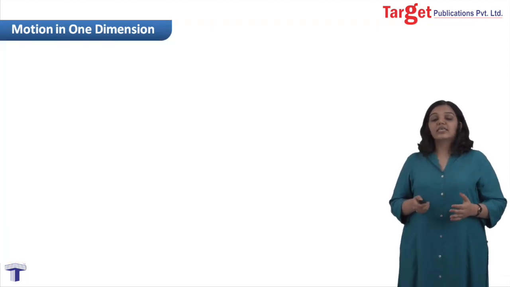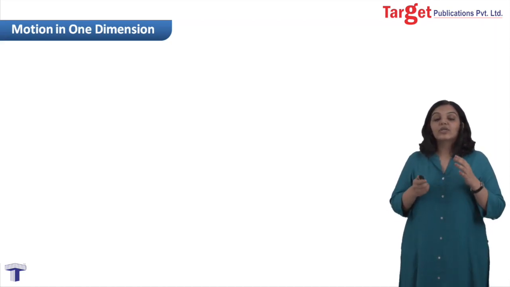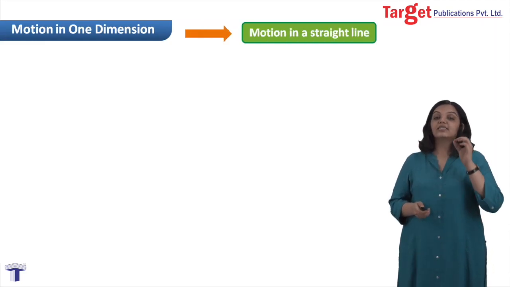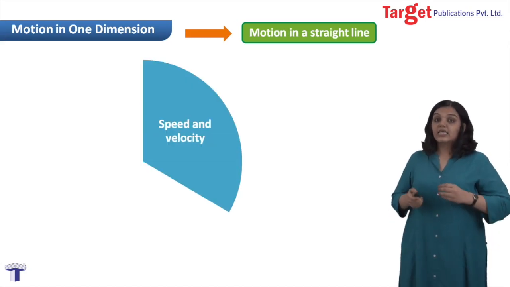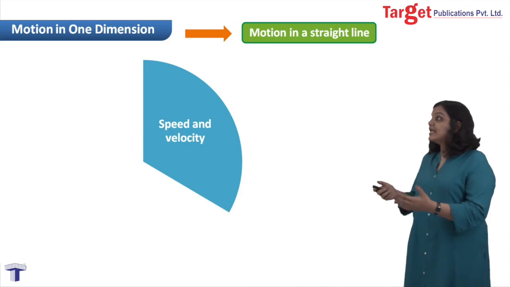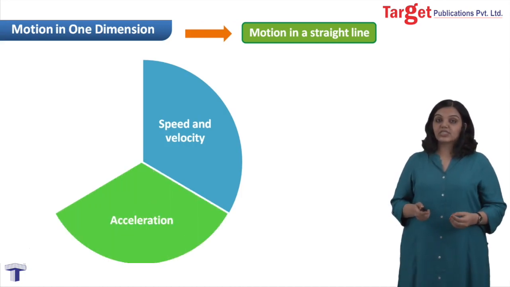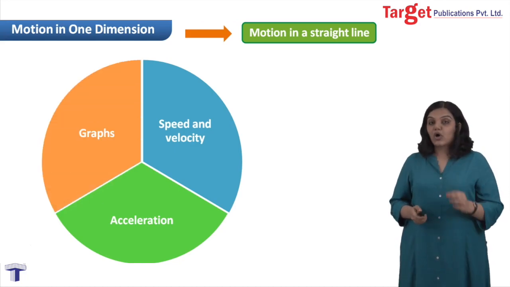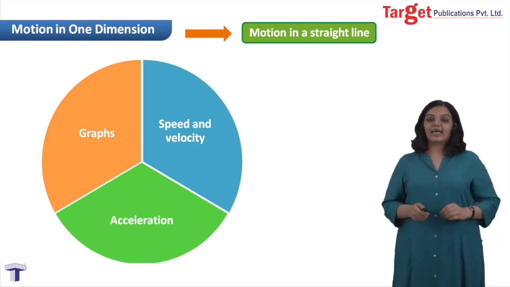Now, motion in general is in multiple directions, but in this chapter we will specifically deal with motion in one dimension, which means motion in a straight line. In this chapter, we will divide our theory into three different parts. In the first part, we learn about speed and velocity. In the second part, we learn about acceleration and types of acceleration. And finally, we learn how to draw and interpret the graphs of motion. So let's begin right away.